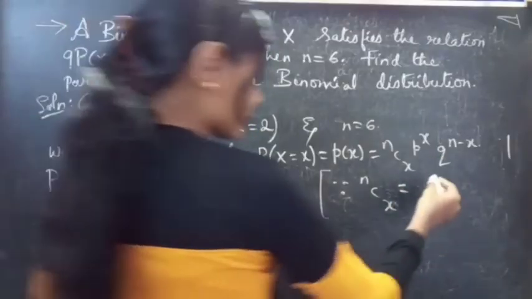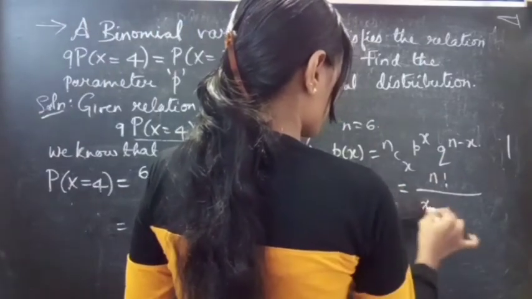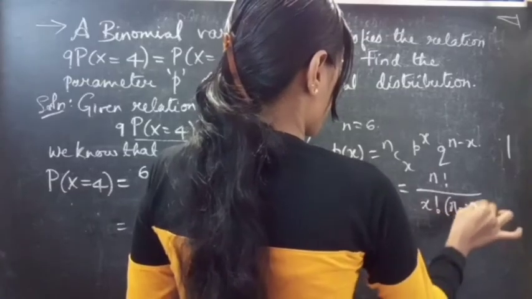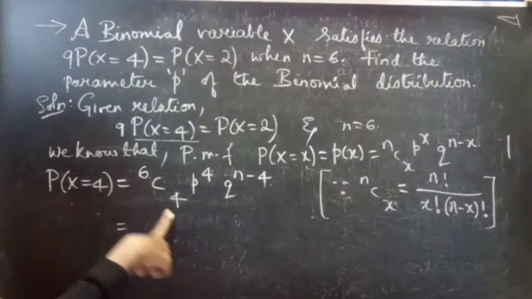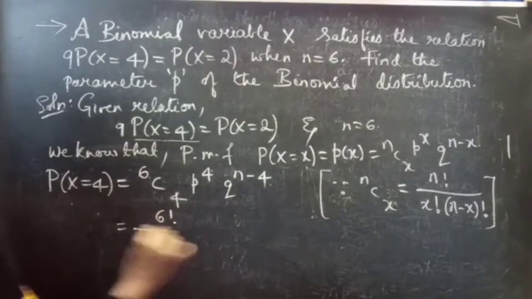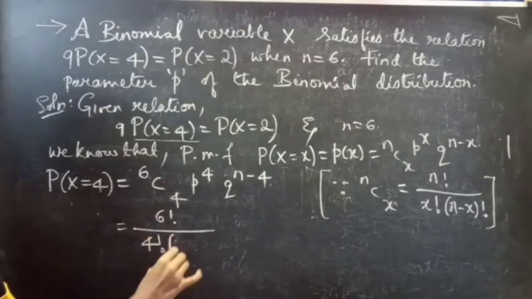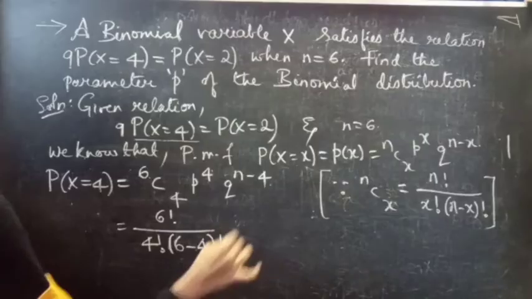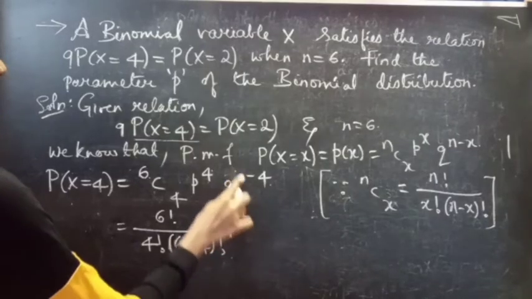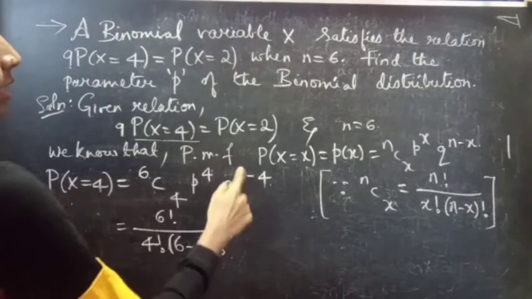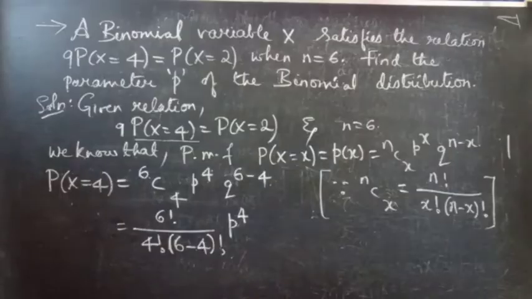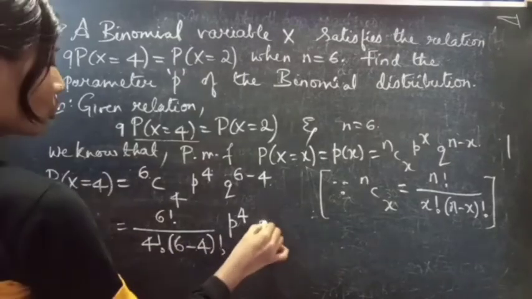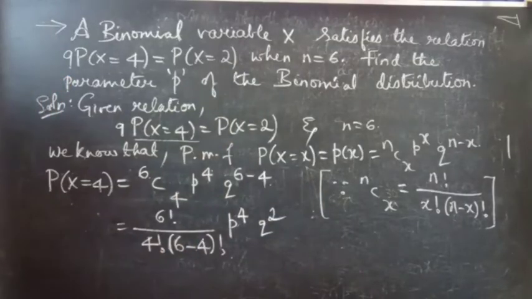We know that nCx can be written as n factorial by x factorial into n minus x factorial, right? So you can write this 6C4 as 6 factorial by 4 factorial into 6 minus 4 factorial, into p power 4. Here you have to write 6 minus 4 since n is given, right? So you'll get q power 6 minus 4, which will be q square.